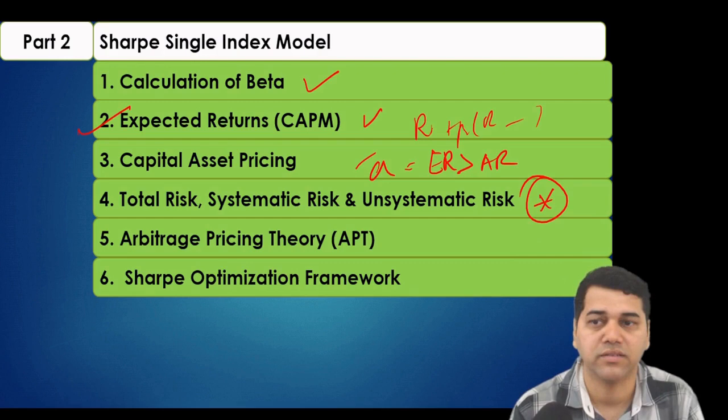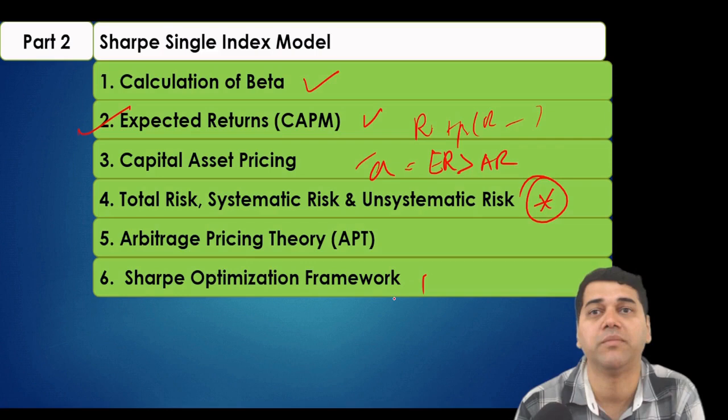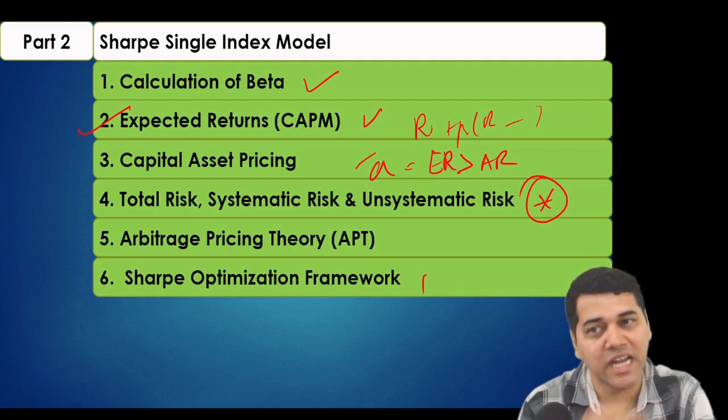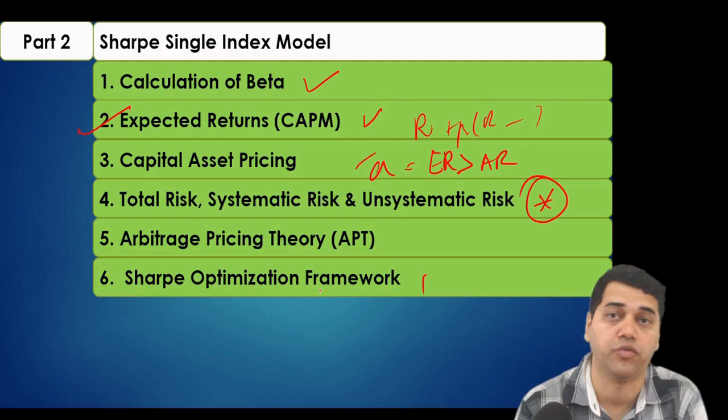Sharpe optimization framework: there is only one equation to calculate the optimum, like Markowitz portfolio theory. Did we end up with the selection of the optimum portfolio, the efficient portfolio? We decided, no? Same way, in the Sharpe index model also, he has given one equation to calculate one optimum portfolio. Okay, first we will start with question number 23.